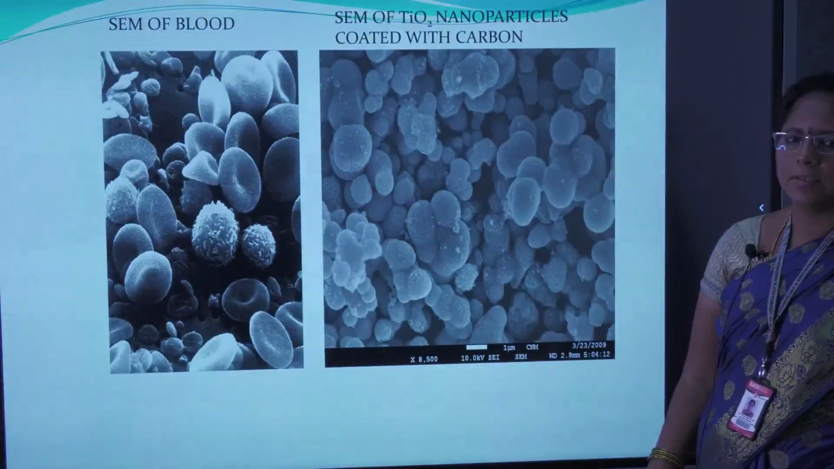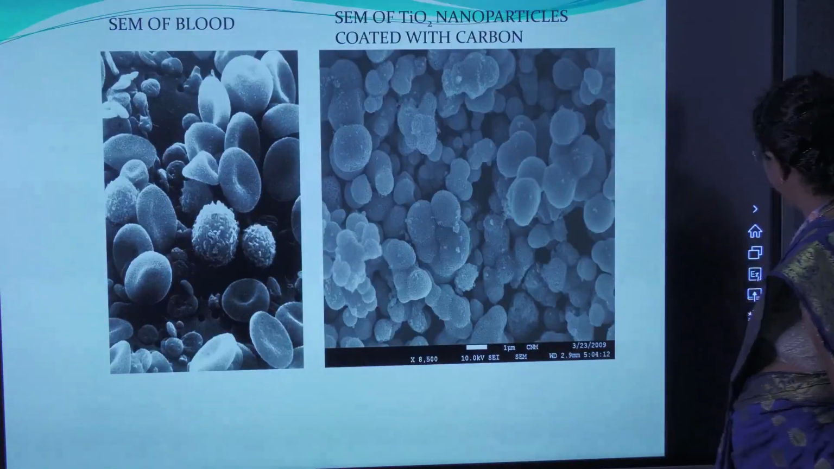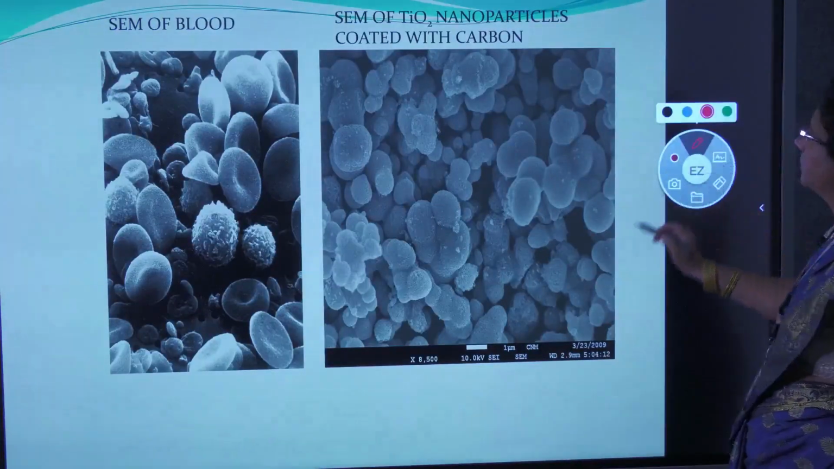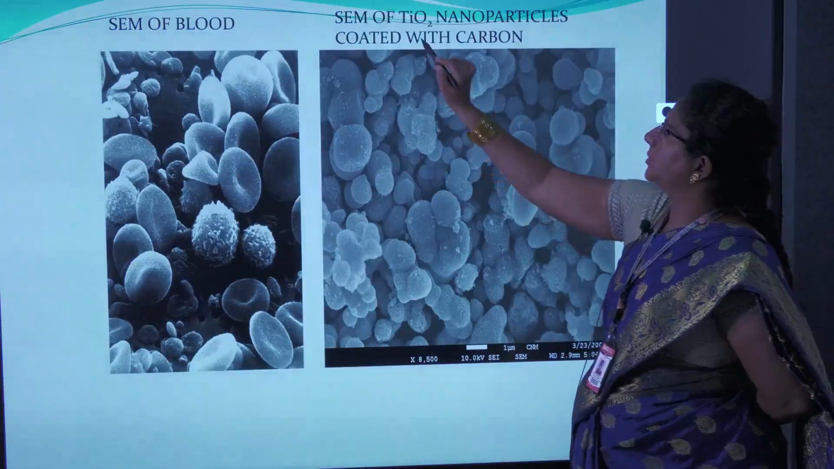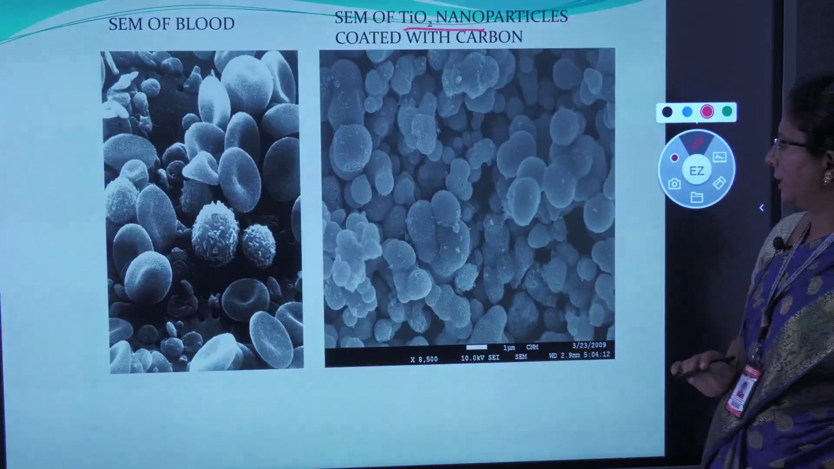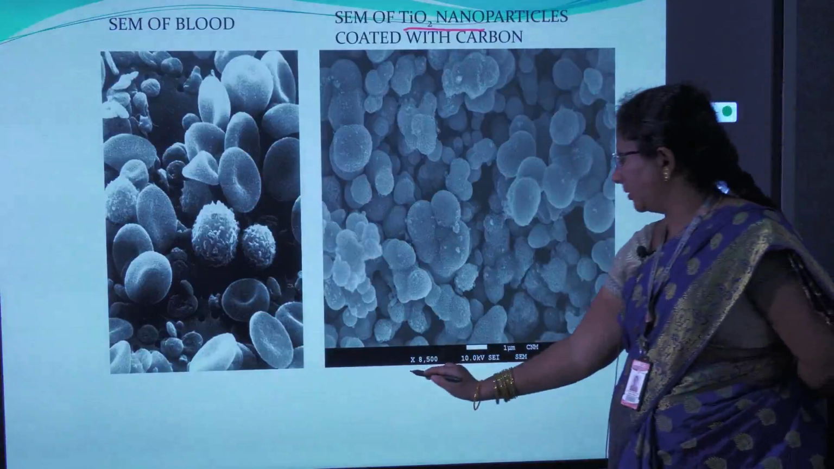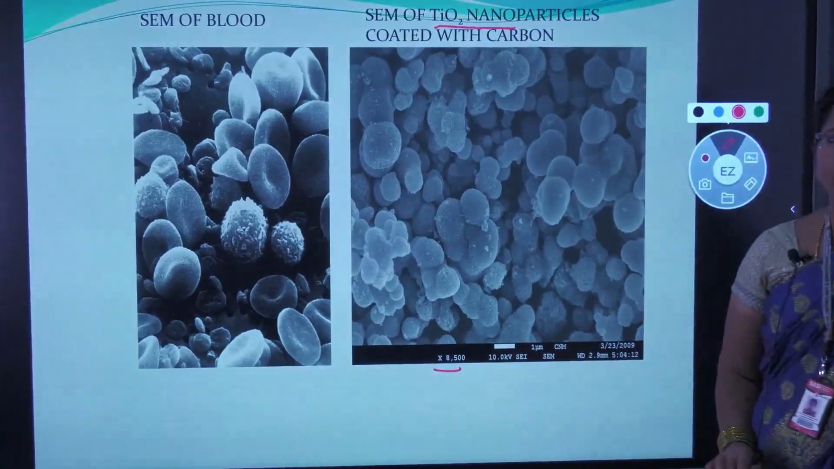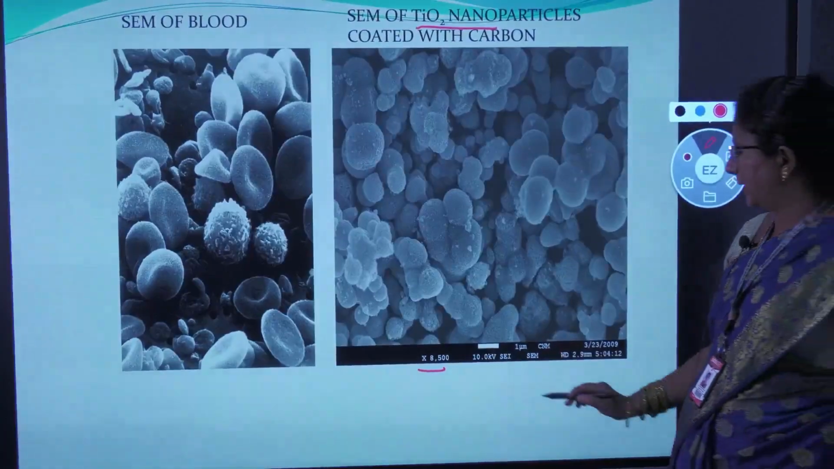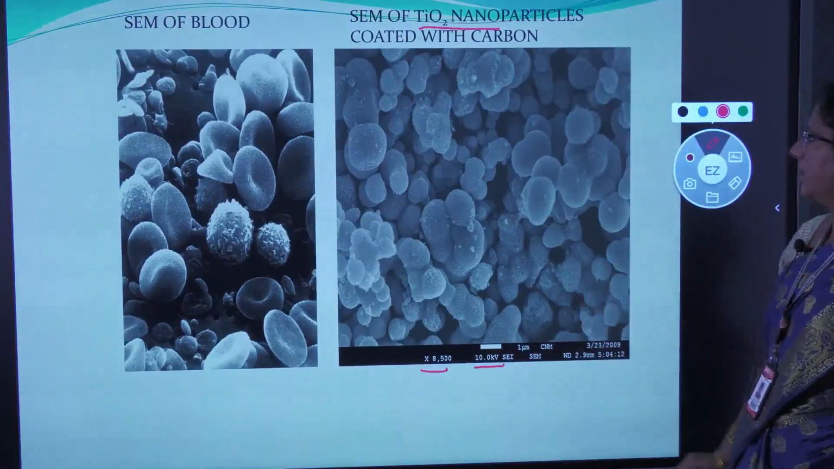So this is the SEM image that is obtained from blood, and this is the SEM image of titanium oxide nanoparticles coated with carbon. I told you this requires high magnification and the energy for secondary electrons is less, and this is the image that is obtained.